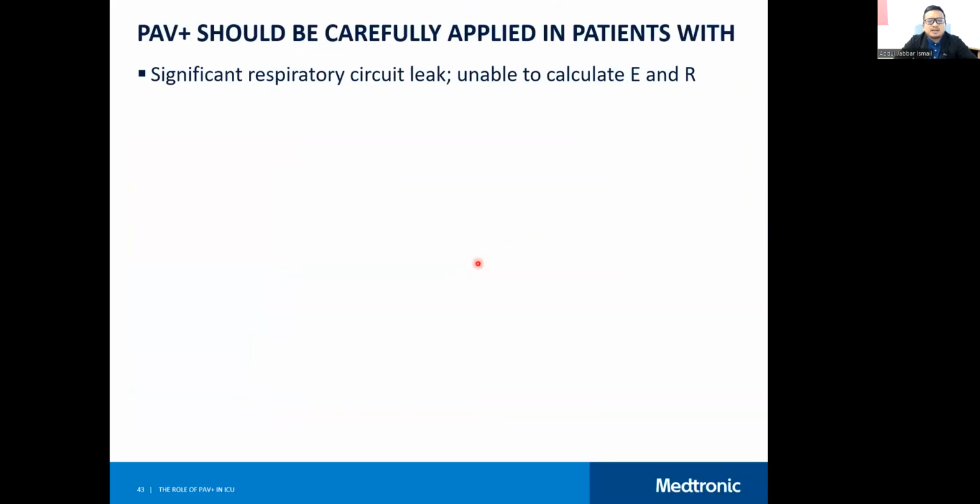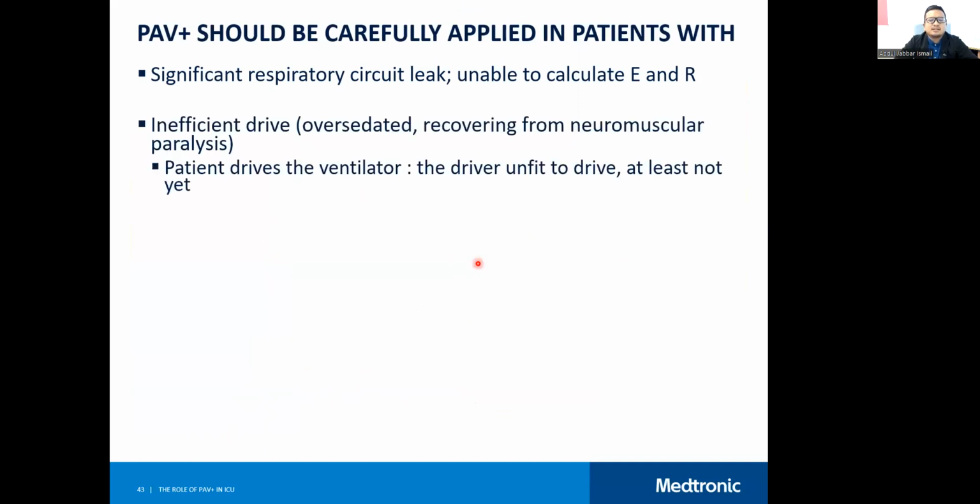Because as the patient demand increases, the pressure delivered, the assistance to the patient, will also increase. However, you should be aware that PAV plus should be carefully applied in patients with significant respiratory circuit leak, because the machine is unable to calculate E and R. Also patients with insufficient drive, either oversedated or recovering from neuromuscular paralysis, because the patient drives the ventilator. If the driver is unfit to drive, then at least not yet, we have to postpone a bit.